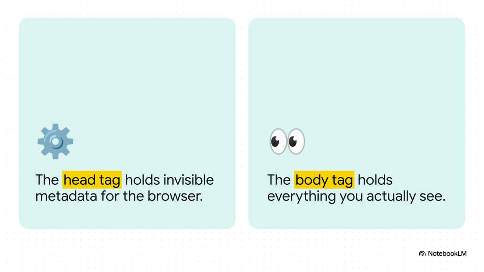Now, there's a really critical distinction here that trips up a ton of developers. Every single HTML document is split into two main areas. The head tag holds all the invisible metadata for the browser. We're talking page titles, character sets, stuff for search engines. But the body tag? That holds absolutely everything you actually see on the screen. Mixing these two up is pretty much a surefire way to instantly break your site structure.